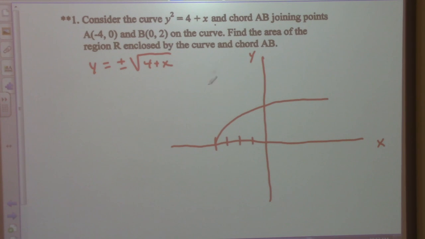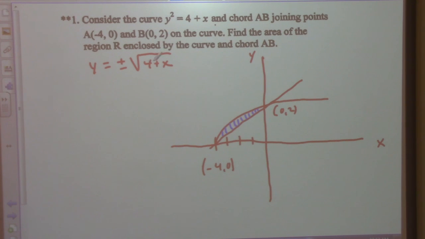And then the region R and the curve and the chord AB joining A and B. So here's our A right here at -4, 0, and here's our B at 0, 2. And here's the chord joining the two, the line, chord AB. So what area are we talking about? This one right here.